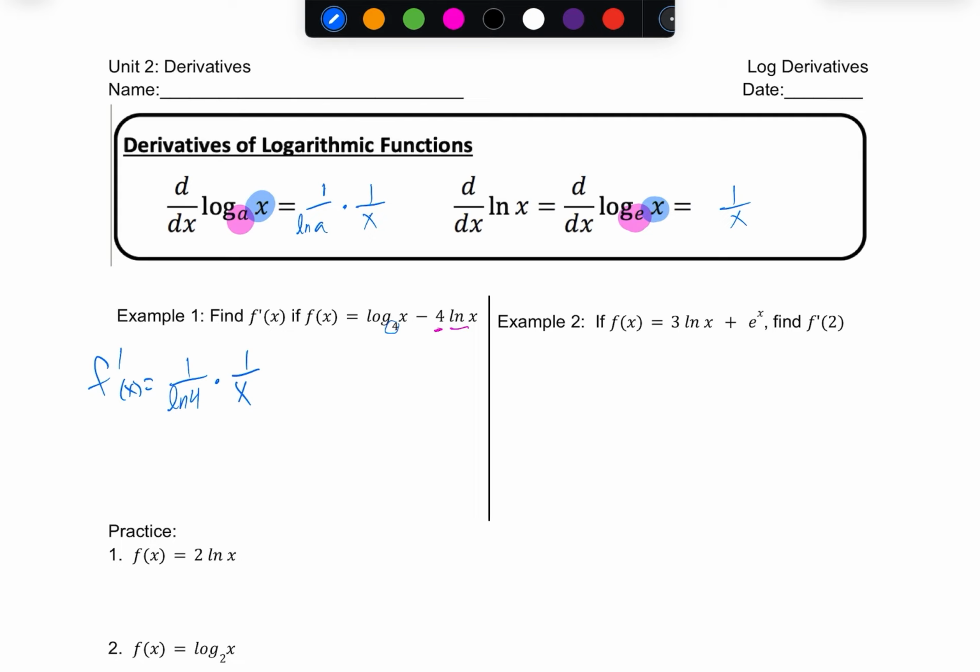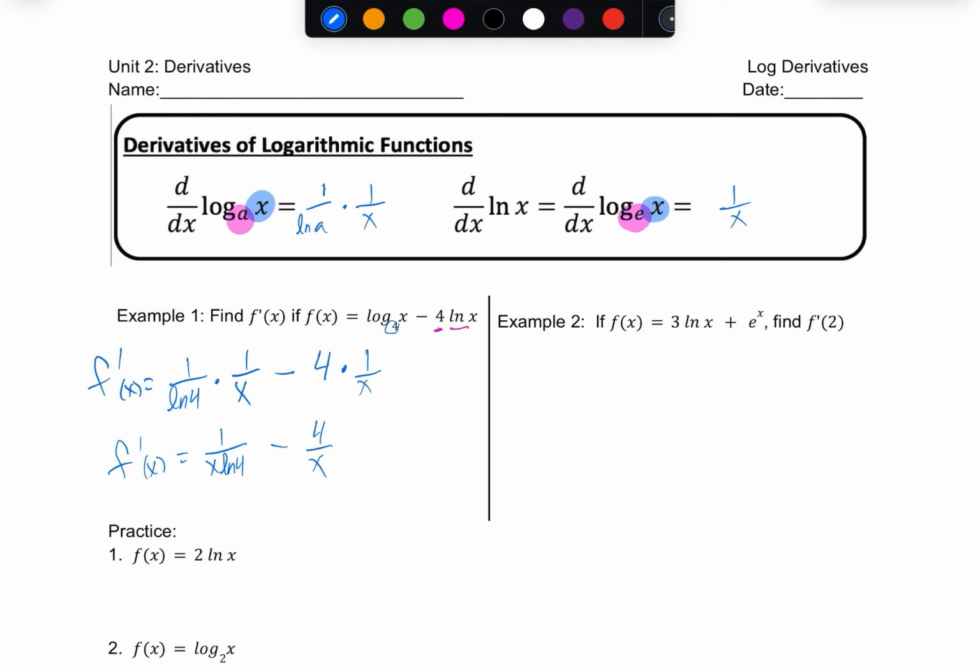So 1 over the natural log of 4 times 1 over x minus, we're going to have that coefficient times the derivative of ln of x, which is just 1 over x. Now, we could rewrite this, so f prime of x looks like 1 over the natural log of 4 times x, or sometimes we might see that written like the other way. We might see it written as x ln 4, and then minus 4 over x.